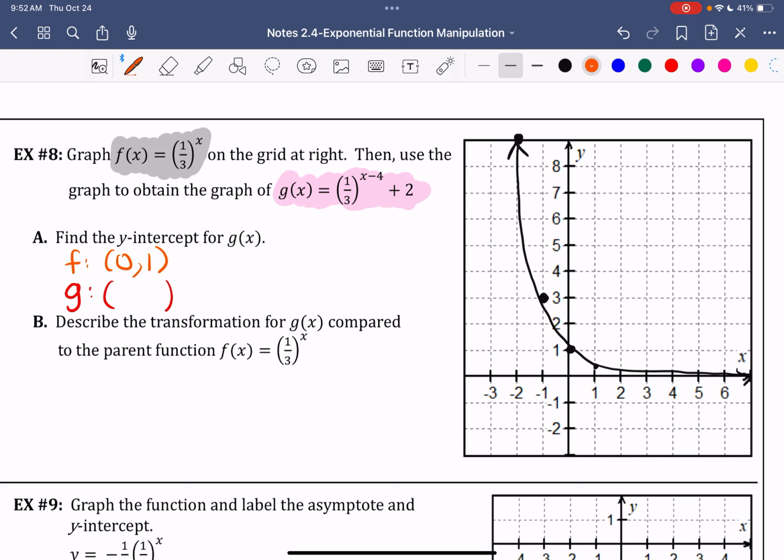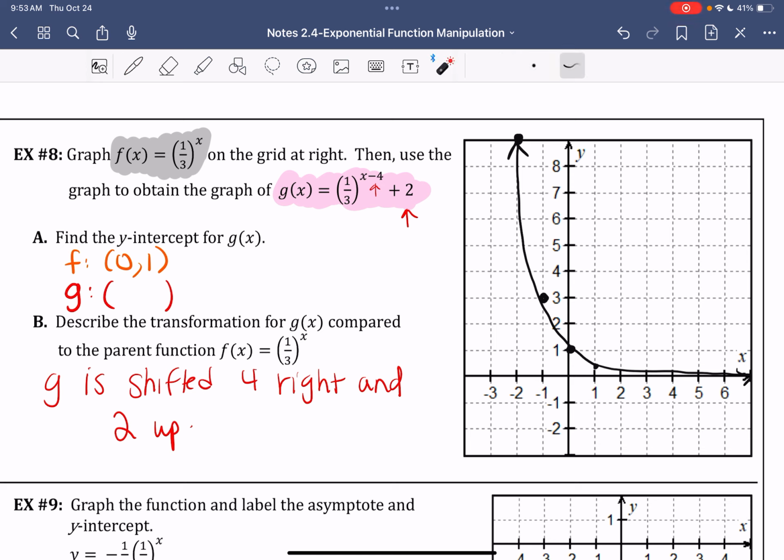So the transformations that I see is there's a -4 here. So G is shifted 4 right. And then this +2 and 2 up. So now that I know what's going to happen, let's actually graph this.